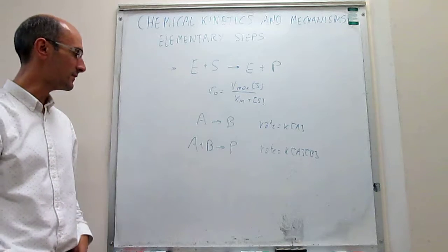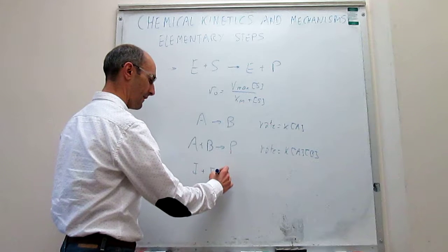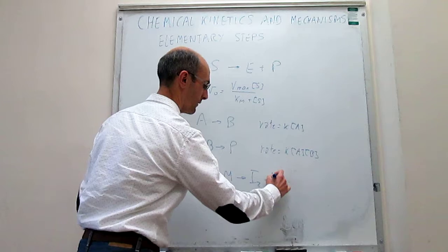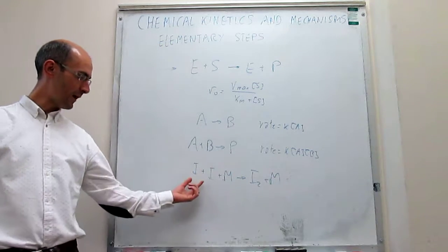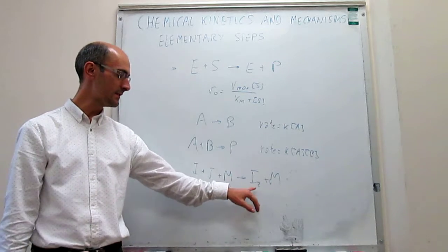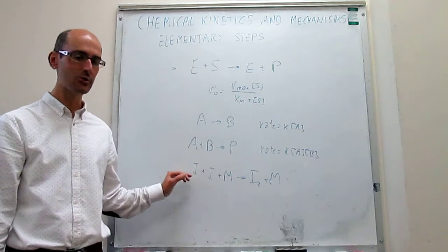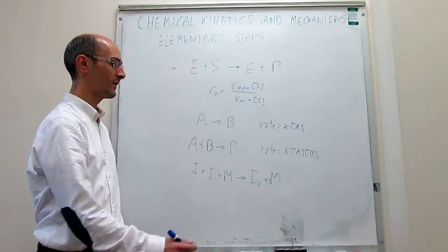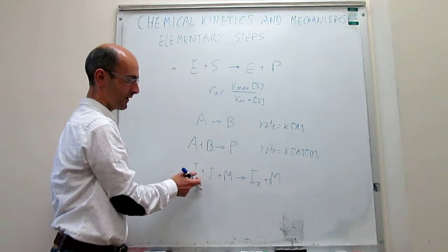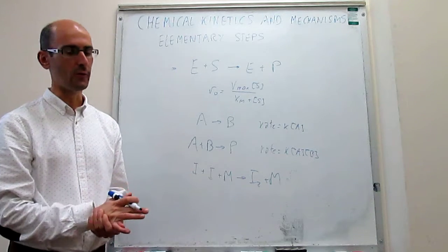There are occasional reactions in which you have 3 reagents. This would be one of those reactions in which you have 2 iodine atoms colliding with a third species M to generate I2 plus the same species. This would be a termolecular reaction, and the rate law would be: rate is equal to the rate constant times the concentration of I squared times the concentration of M. It would be a third order reaction overall.